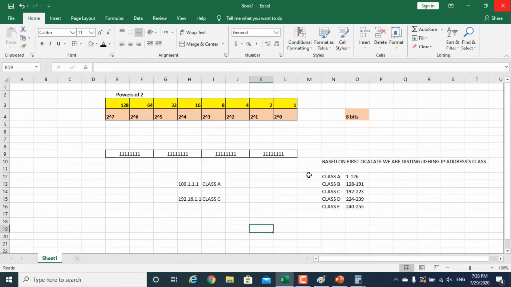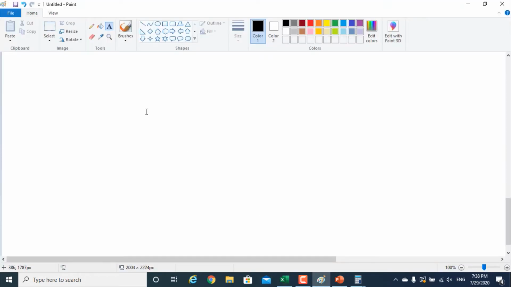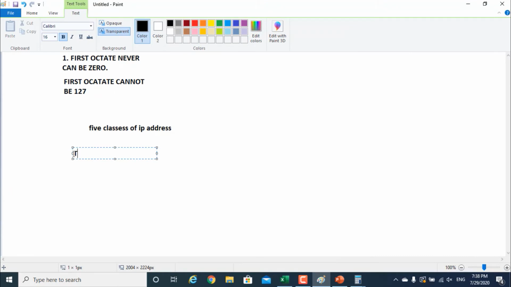And guys, the concept was how to assign IP addresses. We can assign IP addresses from these classes, depending upon our type of communication. We can use whichever class we want. Now you will ask me what the communication is. There are three types of communication: the first is unicast, the second is multicast, and the third is broadcast.